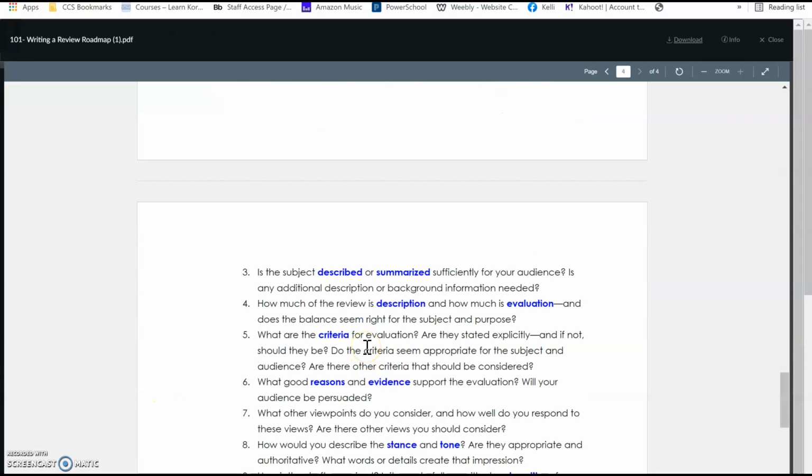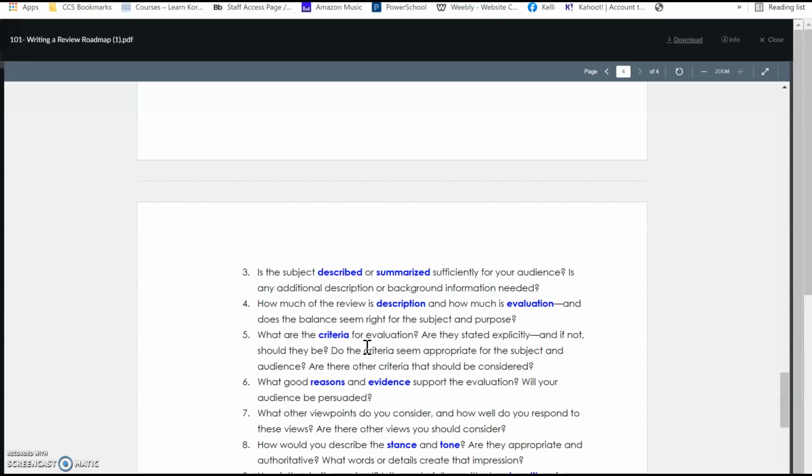Number 3, is the subject described or summarized sufficiently for your audience? Is there a balance between the background information that you think they're going to need and that evaluation? And number 4, what's the balance? Does the balance seem right for the subject and the purpose? What are the criteria for evaluation? Have you clearly developed those criteria, and have you stated them explicitly? And if not, do you feel like listing them explicitly is something that you need to do? Are they appropriate for the subject and audience? Are there any other criteria that should be considered?